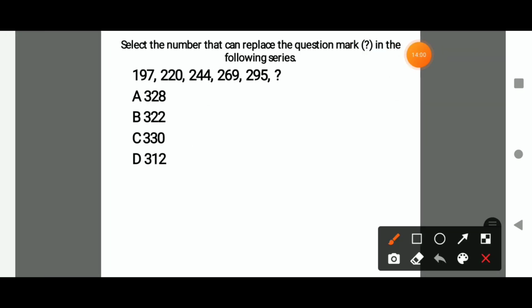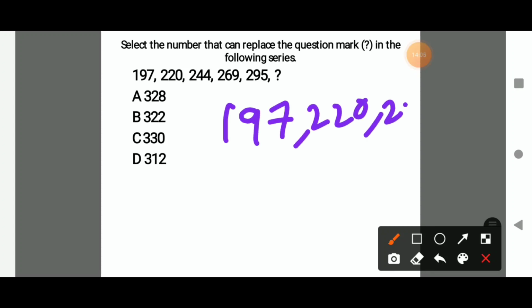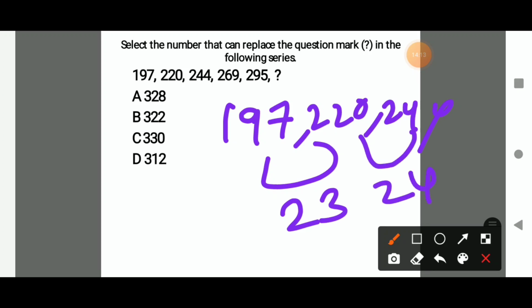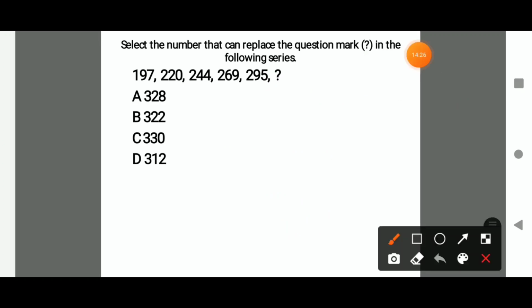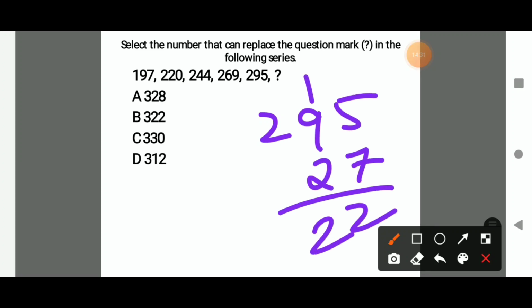Next, the completion of the series: 197, 220, 244. What is the difference? This one is 23. This is 24. Next 269. This is 25. So the difference between these two is 26. So the next one is 296, 295 plus 27. So 322 will be the correct answer to this question. So option B will be the correct answer.